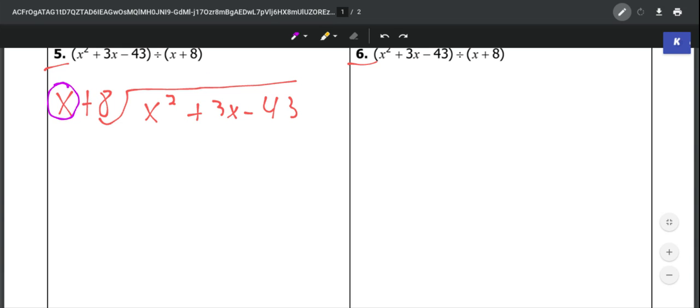All right. So when we're looking at that x, we're comparing it with this first term, which is x squared. And you need to ask yourself, how do I get from x to x squared? What can I do to x to make x squared? And that is multiply by x. So essentially you're thinking, what can I multiply by x to get x squared, or that first term? And you're going to place that over this second term.